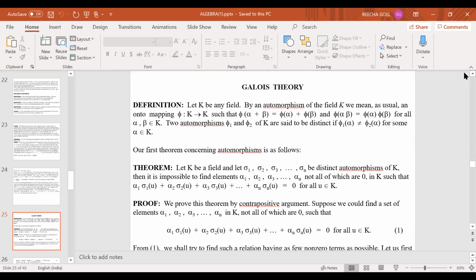Okay, so you can just keep in mind that if you are given a finite collection of distinct automorphisms, they are always linearly independent.